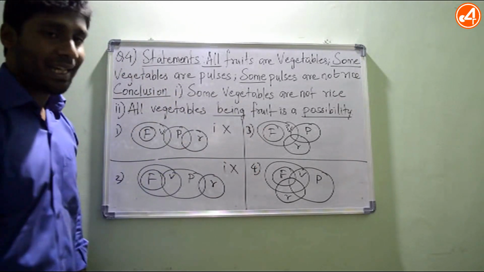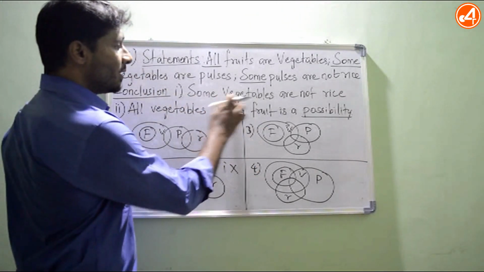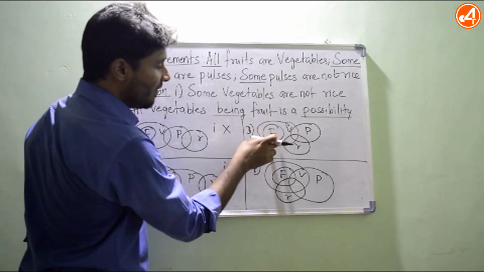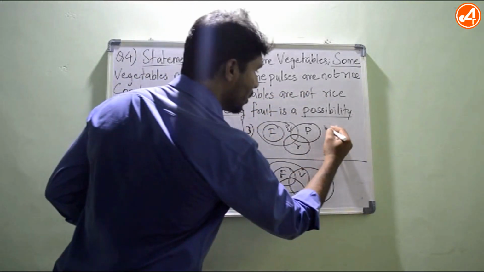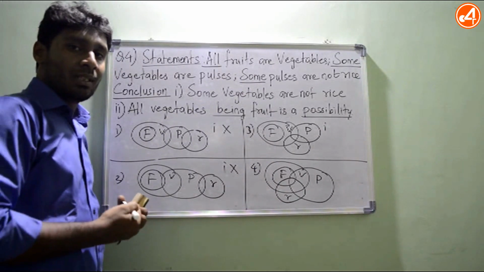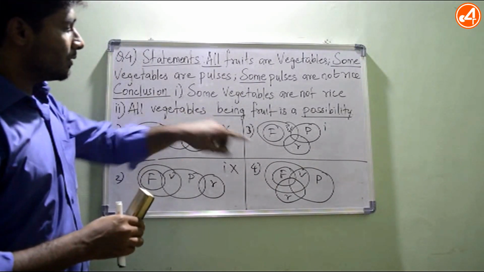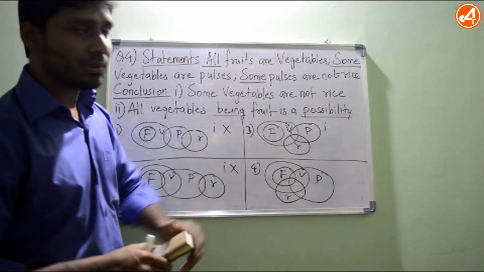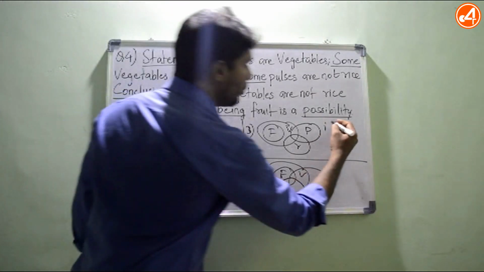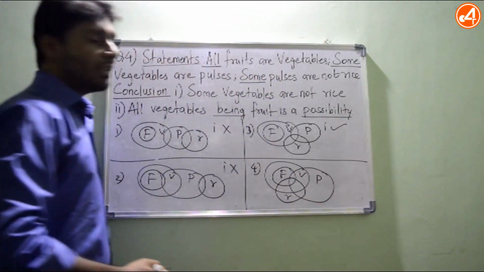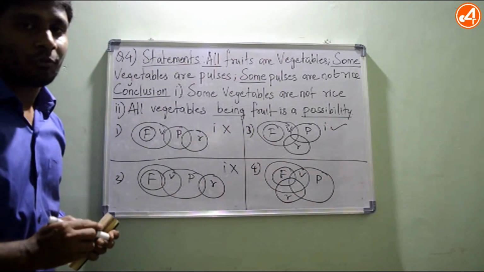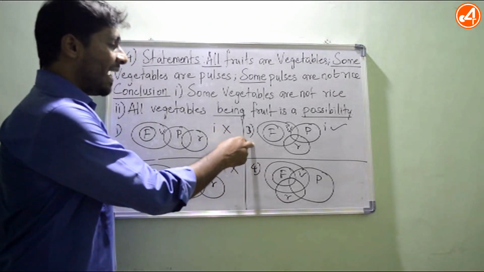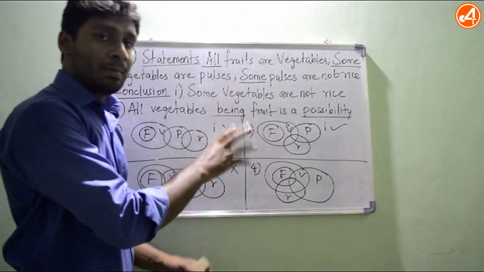And now go for the third diagram. Some vegetables are not rice. So in this one, is it true or false? Some vegetables are not rice. This is exactly a true statement for the third diagram. Able to follow me? So in the third diagram, you just compare the vegetables and rice part here.